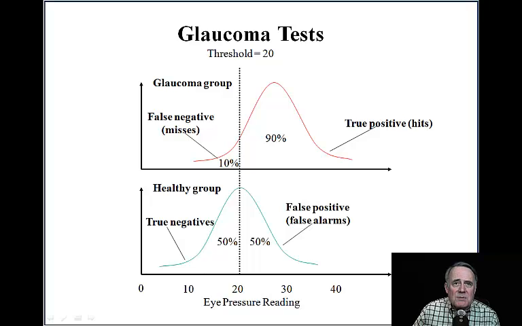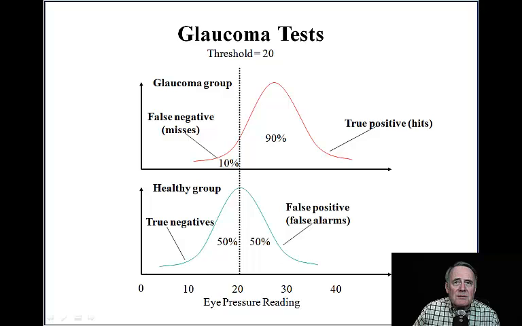However, it misses 10% of the unhealthy group as shown to the left of the threshold line. These are the false negatives, i.e. they indicate healthy, but in fact they are unhealthy. A big problem is shown in the bottom graph. The test suggests that half of the healthy people have unhealthy eyes, as shown to the right of the threshold. These are the false positives or false alarms. Only half of the healthy group receives the correct diagnosis, as shown to the left of the threshold.